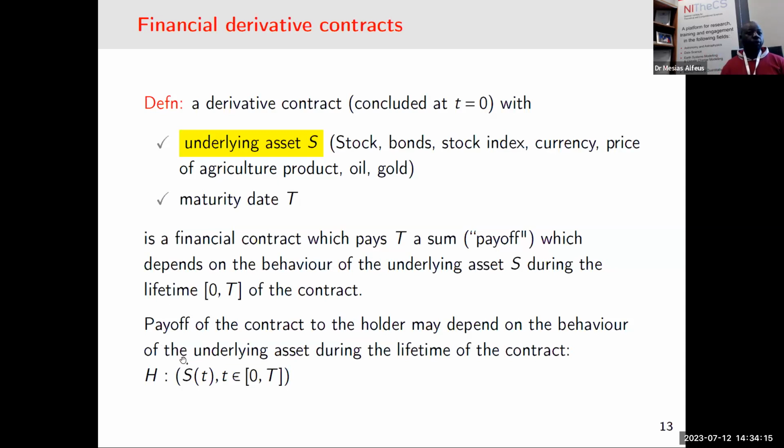We denote H to be the payoff, and the payoff is normally realized at the maturity time capital T, meaning the payoff H depends on the underlying asset. That's why we say this is a derivative, because the payoff depends on the trajectory or the behavior of the underlying security.